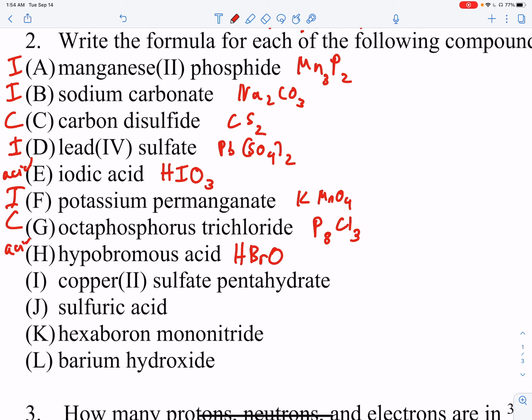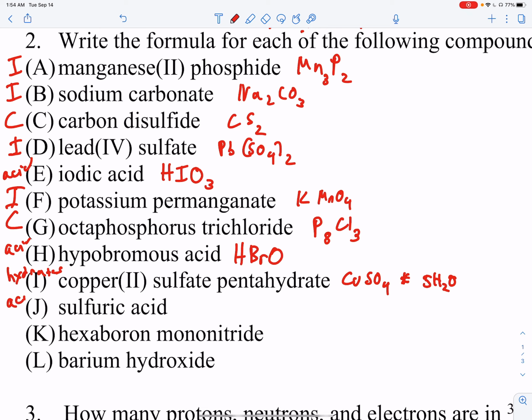Here we have another one of those hydrates. Now it tells me copper 2 sulfate pentahydrate. So copper 2 sulfate is going to be CuSO4, because sulfate's -2, copper's +2, so it balances out. And I put a star here or a dot, whatever you want, and I specify how many water I have. Penta's 5, so 5H2O. So that's copper 2 sulfate pentahydrate.